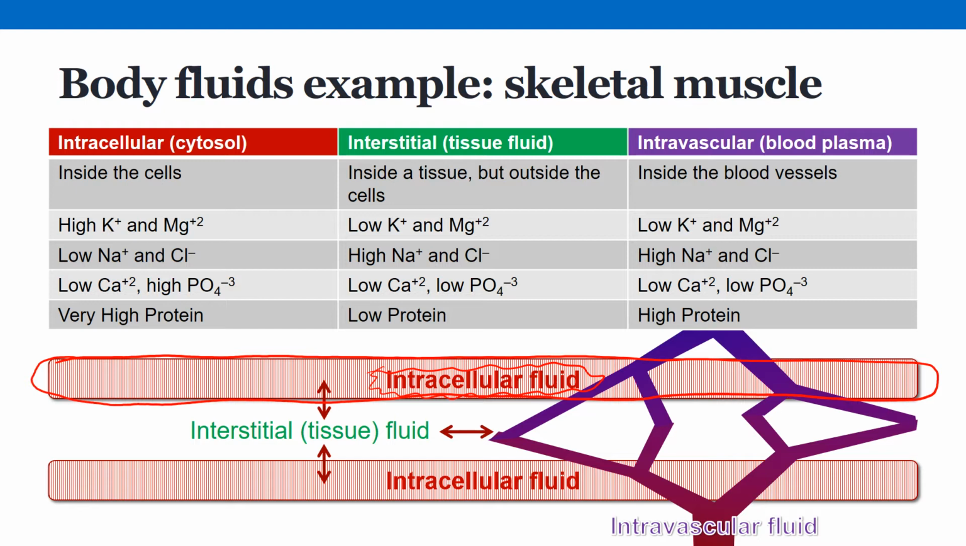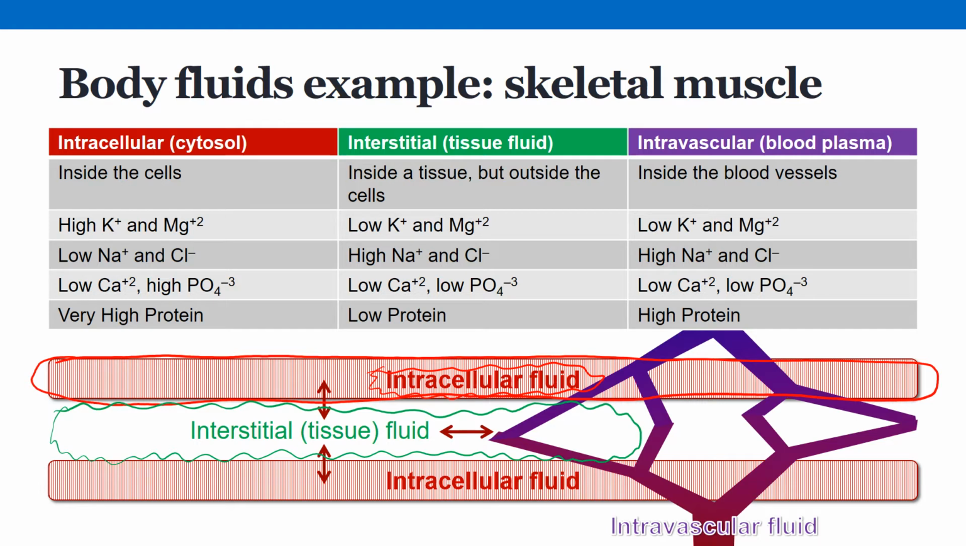Okay, but that's not the only fluid in the muscle. In between all of the cells, there's a lot of space. Maybe not an awful lot of space, but there is space. And that space is full of a fluid known as interstitial fluid. Sometimes this is referred to as tissue fluid. Sometimes it's referred to as extracellular fluid, mostly by cell biologists. But today we're going to refer to it as interstitial fluid.